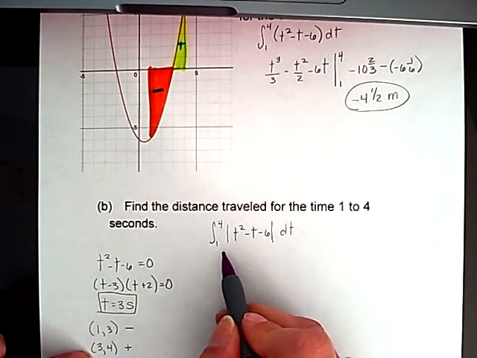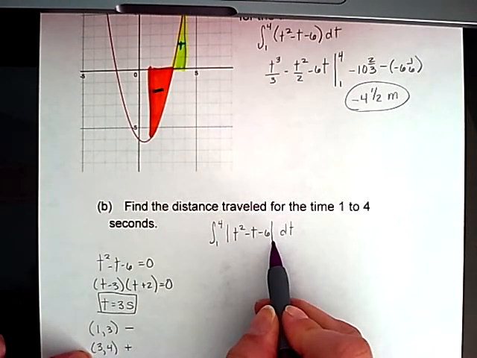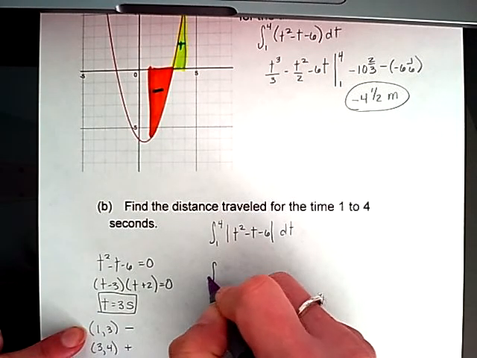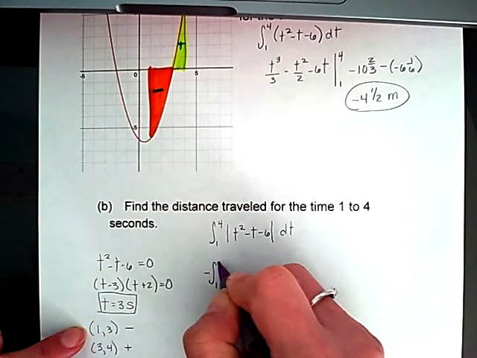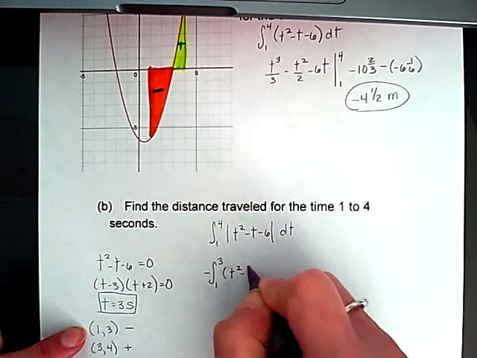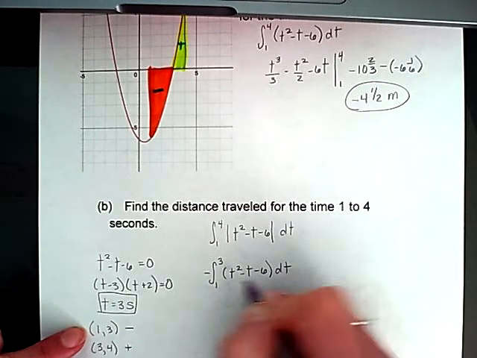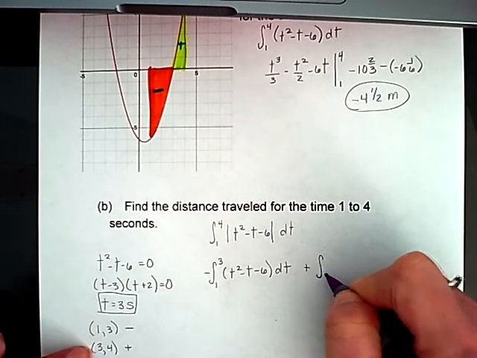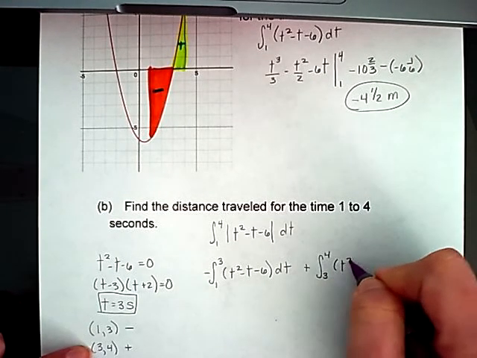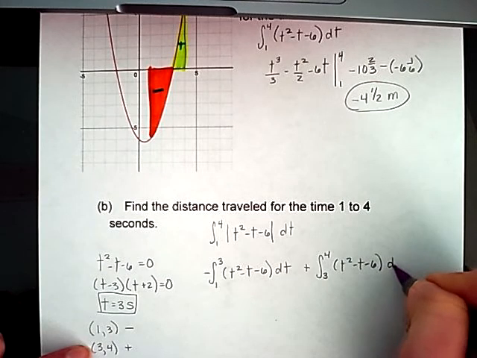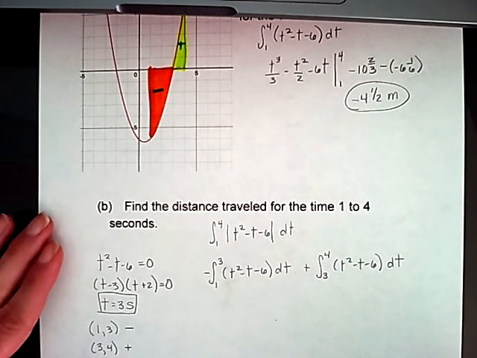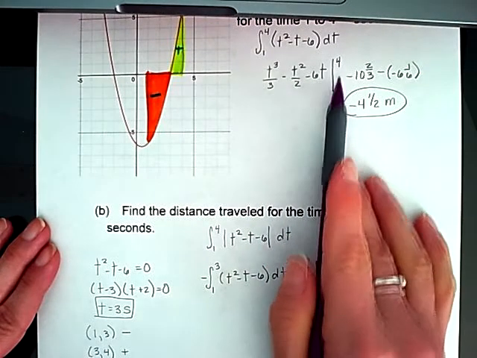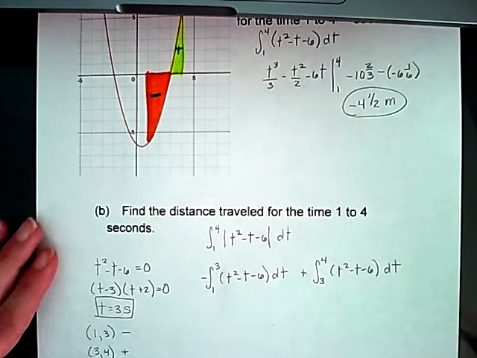So when I go to integrate the absolute value of this function, I'm going to break it up into 2 pieces. I'm going to first integrate the negative value from 1 to 3. Basically, you can just integrate this normally and then negate this piece. Plus, then I'm going to integrate from 3 to 4 regularly. Now, you don't have to redo the integration. We've already done the integration up here. It's just a matter of running it from our new endpoints.